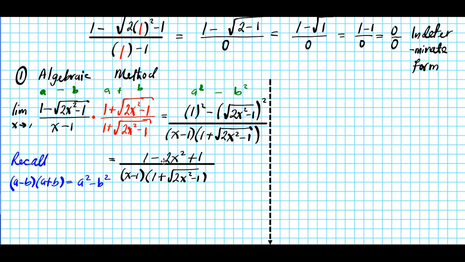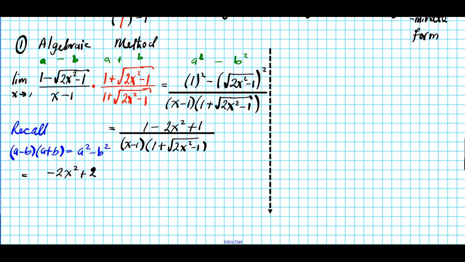Okay. Now, if you look at the numerator, there are like terms that can be combined. You can combine 1 and 1. So you have negative 2x squared plus 2. And you have that divided by what? Divided by the denominator, which is x minus 1 times 1 plus root 2x squared minus 1. Okay? Now, in the numerator, I could factor out negative 2.